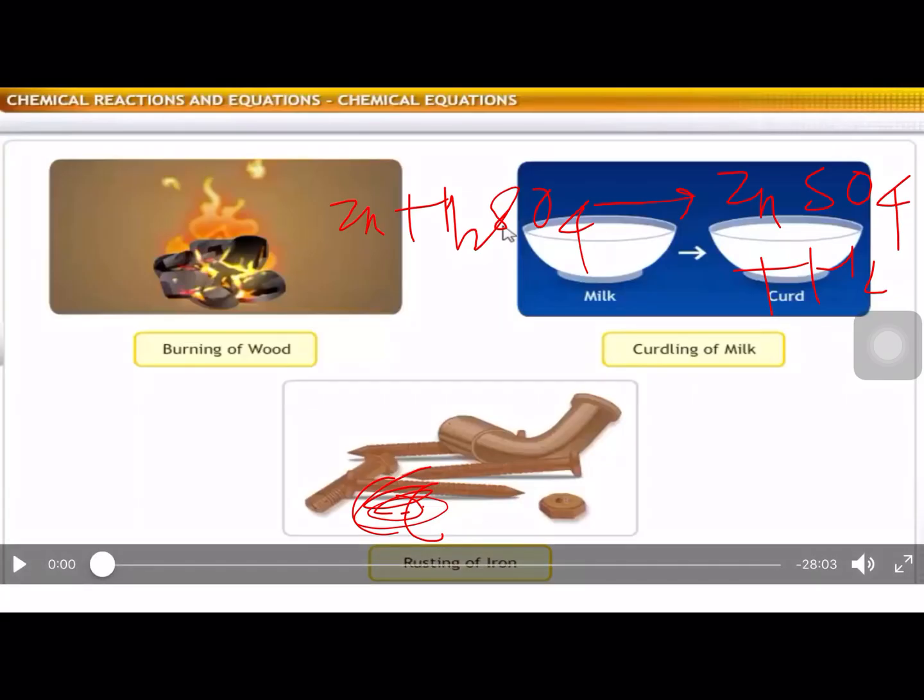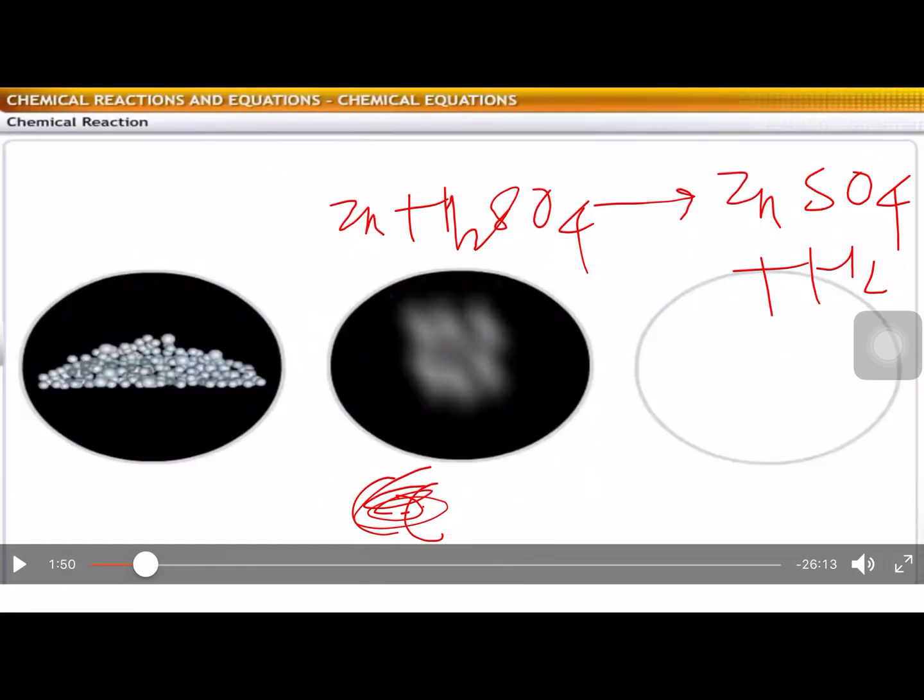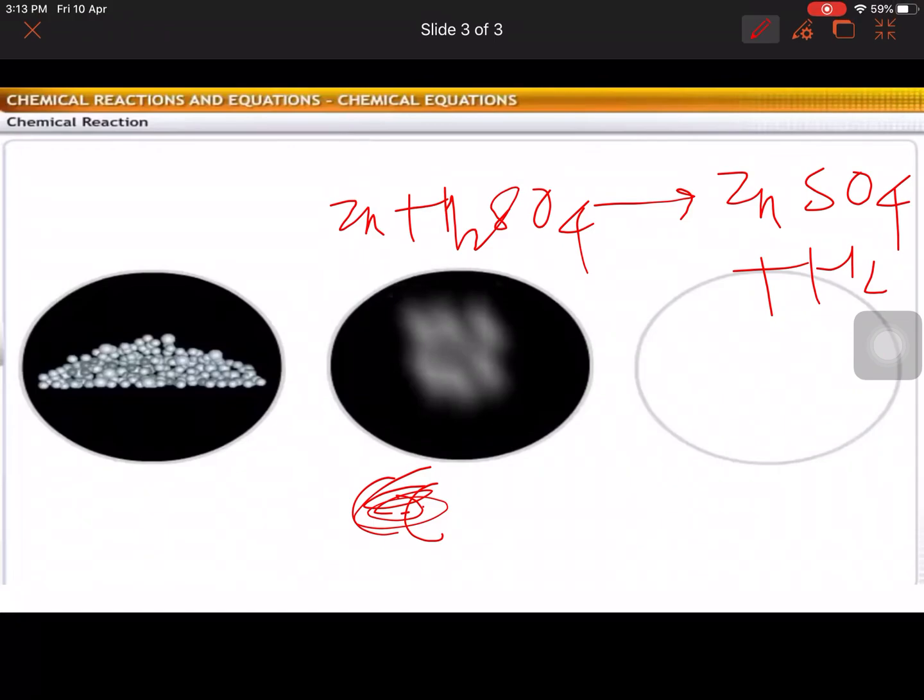In this topic, we have discussed the reactions. Now in the next video, we will discuss how to balance any chemical equation, right? How to balance any chemical equation. Suppose C plus O2 gives CO2. It's a very normal equation because it's already balanced.